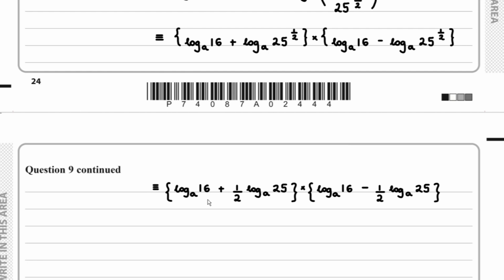Log base a of 16 is equal to p, log base a of 25 is equal to q, so we end up with p plus 1/2 q multiplied by p subtract 1/2 q.